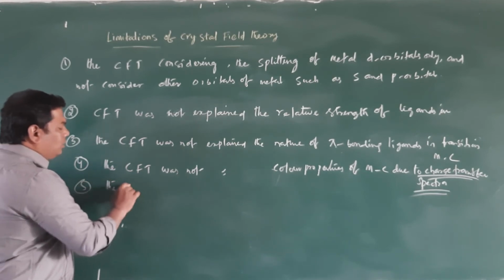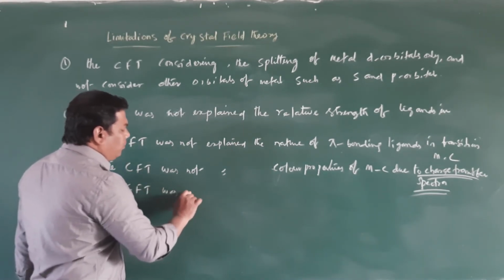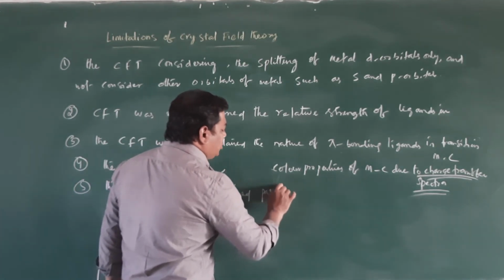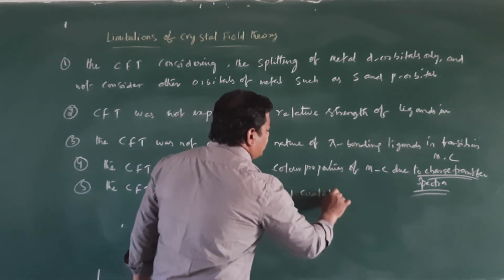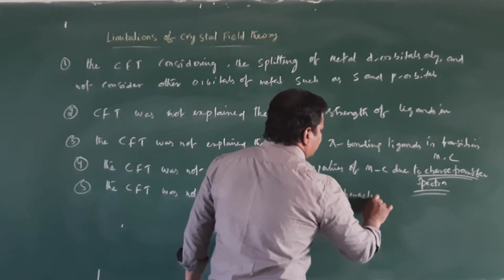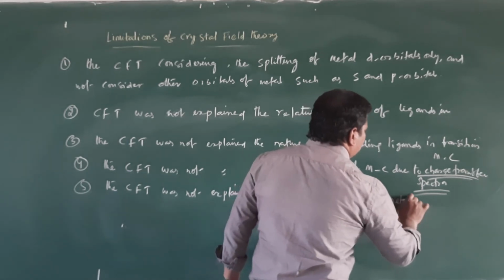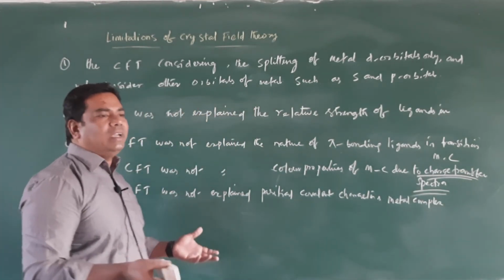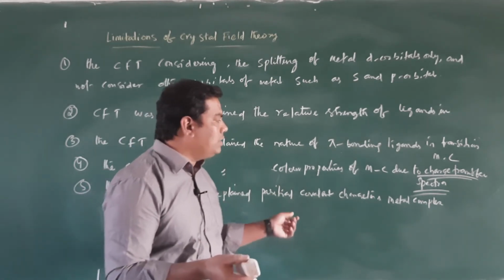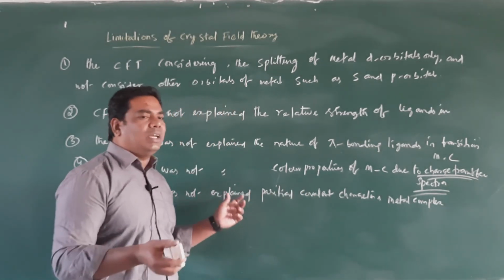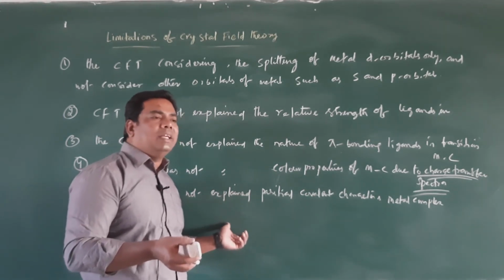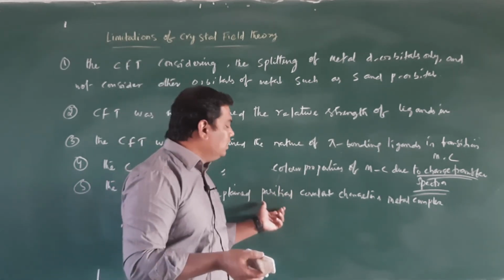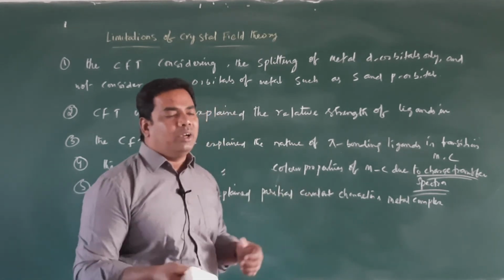The crystal field theory did not explain the partial covalent character of metal complexes. In some metal complexes, the metal-ligand bond is covalent in nature, but the crystal field theory considers the bond between metal and ligand to be only ionic. This phenomenon was not explained by the crystal field theory.